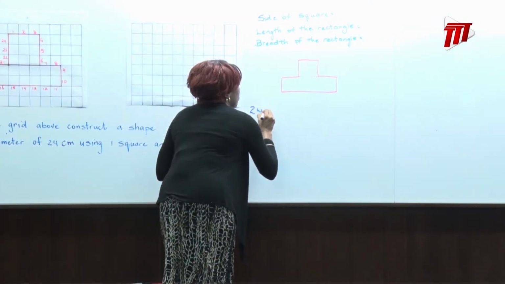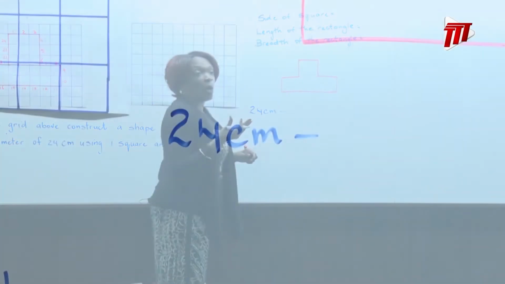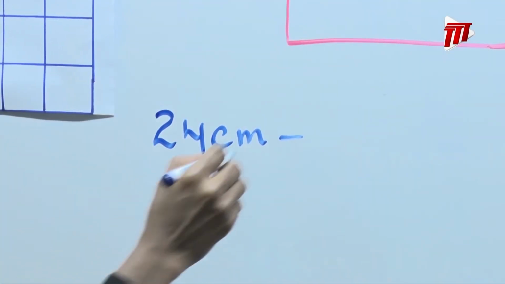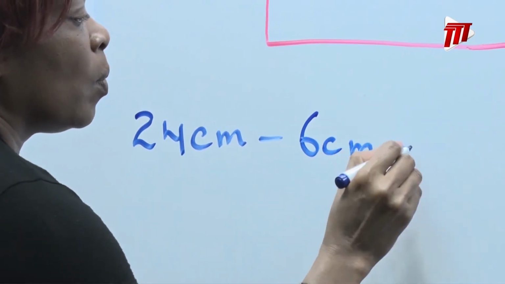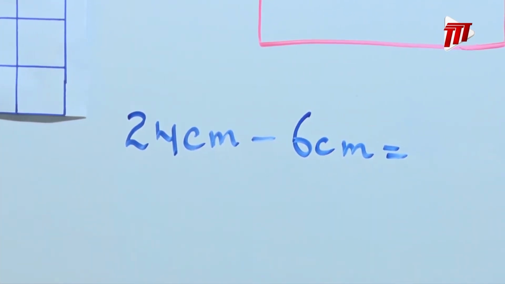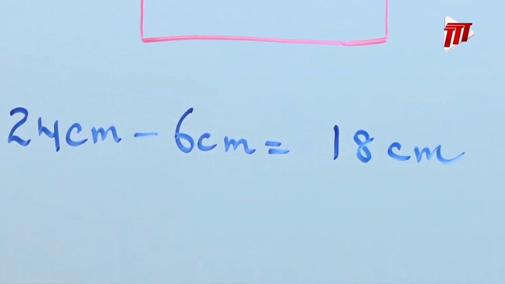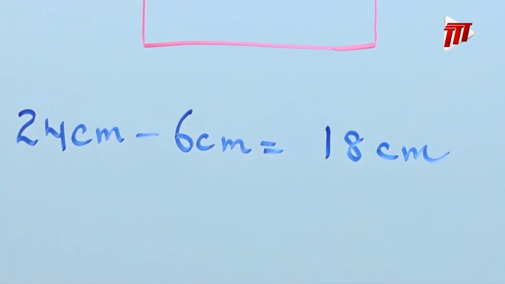So you're going to take out that information. All right, so you're going to say 24 centimeters, and we're going to take out 6. 2, 4, 6. Are you with me, boys and girls? What are we going to get? We are going to get what? 18 centimeters.